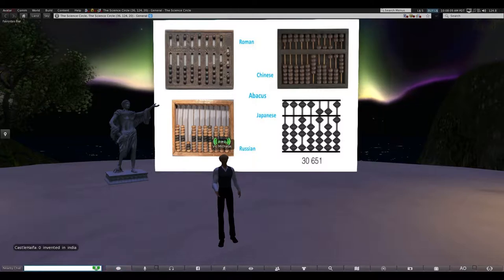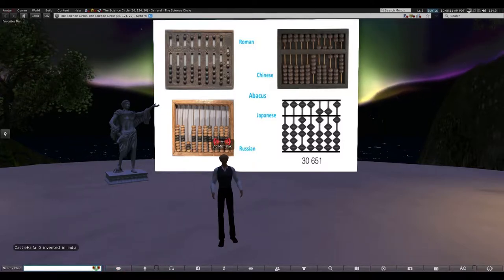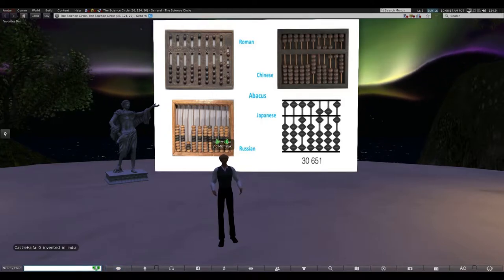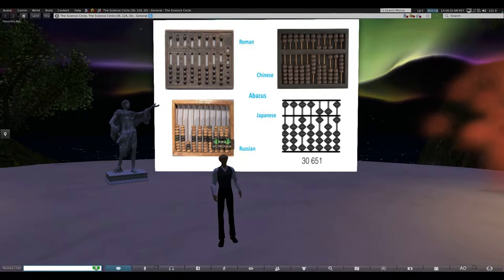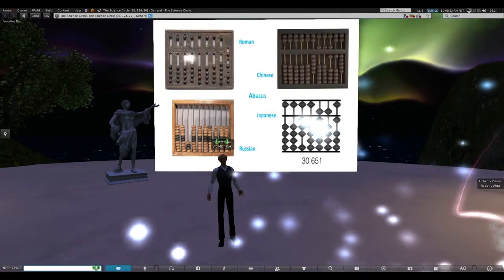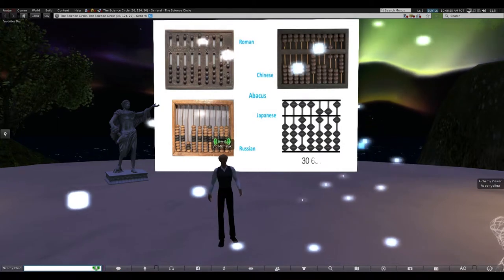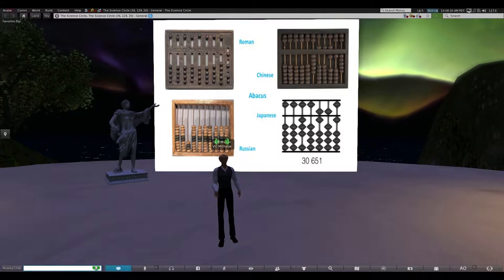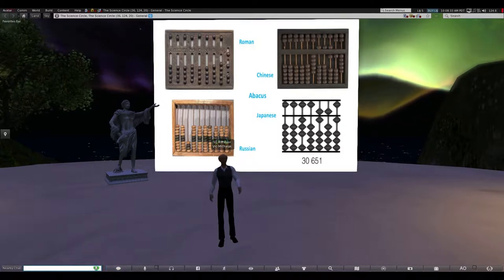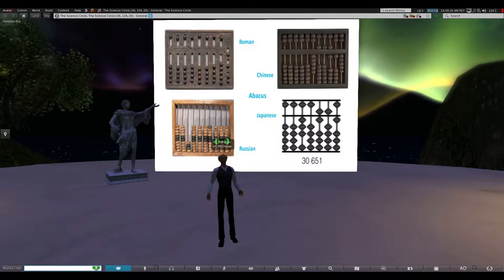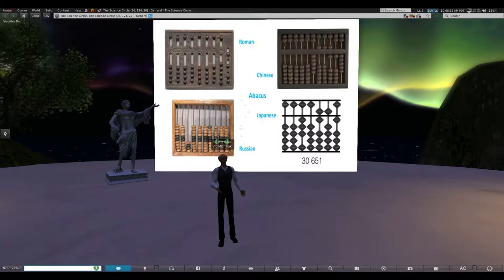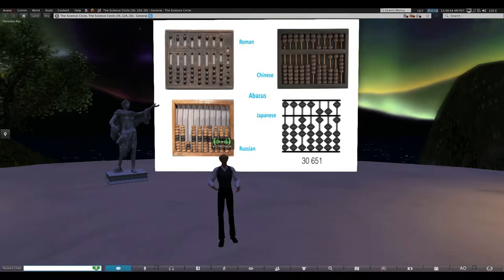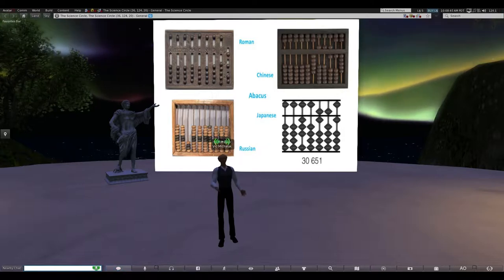So what it does is it uses the width along the line that contains the beads or the counters on there. If you look on the bottom right, the configuration that is used in Japan, if you leave the counters the way they are on the far left, those are zeros.